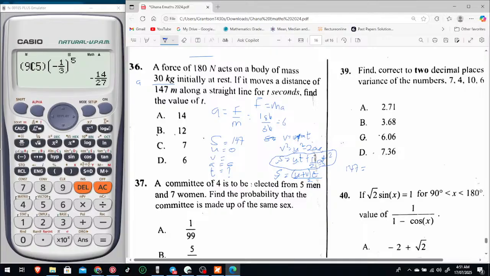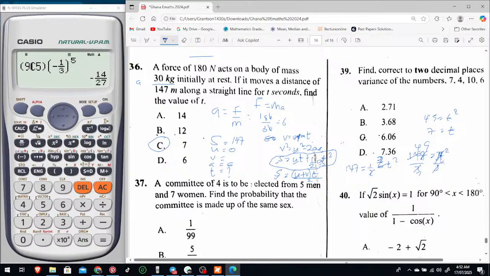So making t the subject, let's put the values in. 147 equals u is 0, so that ut term will be 0. Then half at squared, a is 6 and t squared, so this gives you 3. So 147 equals 3t squared. Divide both sides by 3 to find t. 147 divided by 3 is 49. So 49 equals t squared. t is 7. So that's option C.